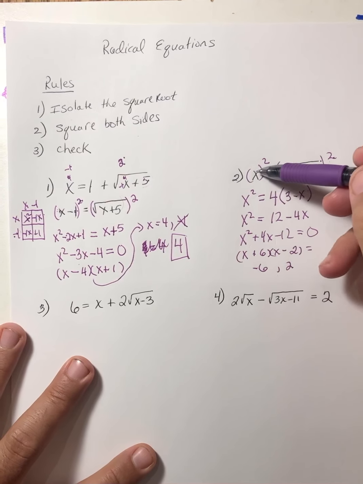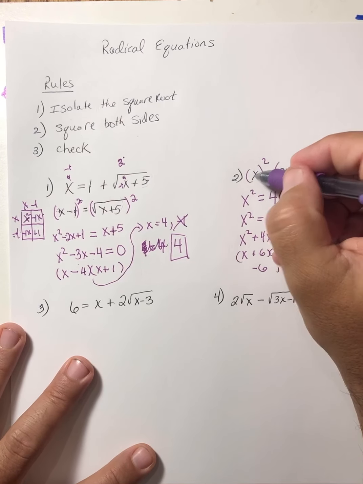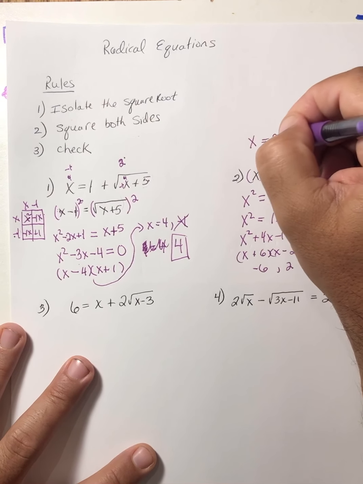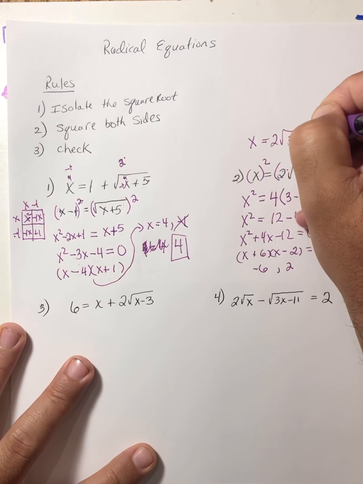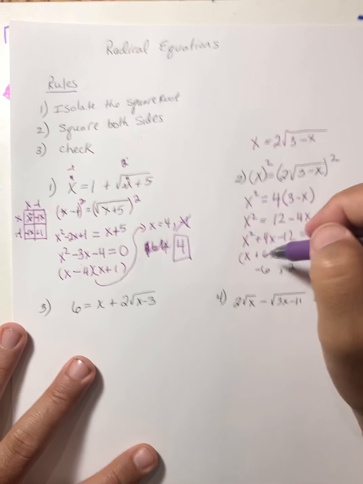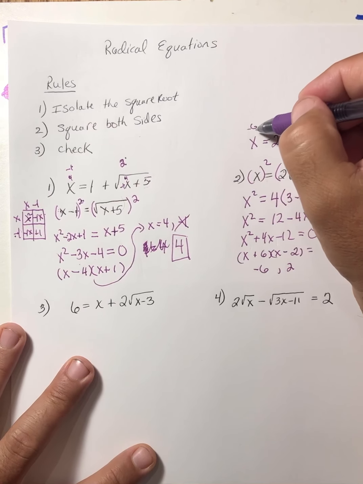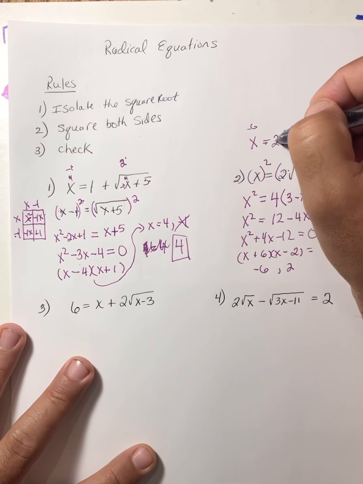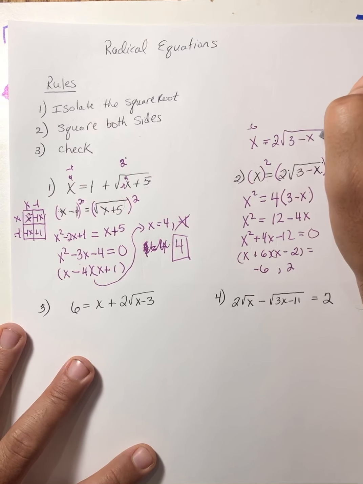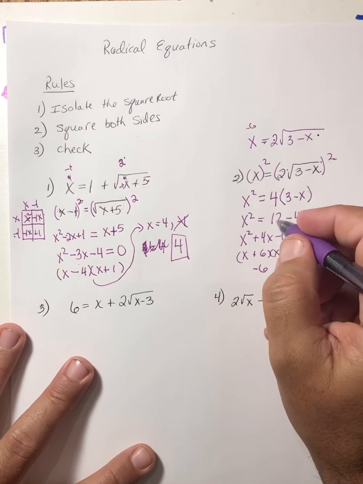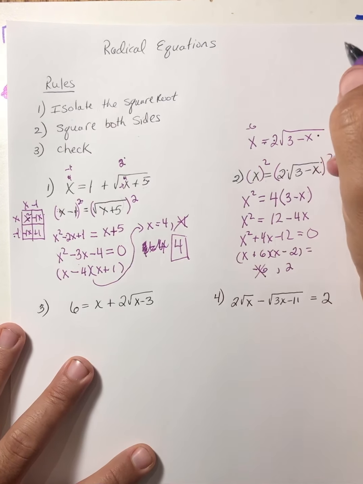I'll start with negative 6. So if I put a negative 6 here, remember the original was without the squares. So I put negative 6 right here. I'm going to tell you this right now. I have a negative number equal to a positive radical. Can you ever take the square root and end up with a negative number? No, negative 6 doesn't work. Okay, so toss out negative 6.